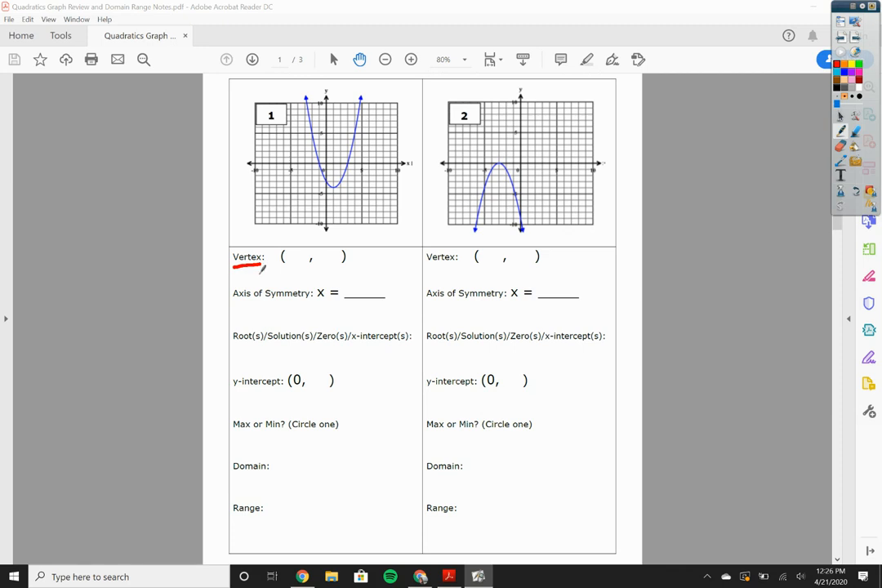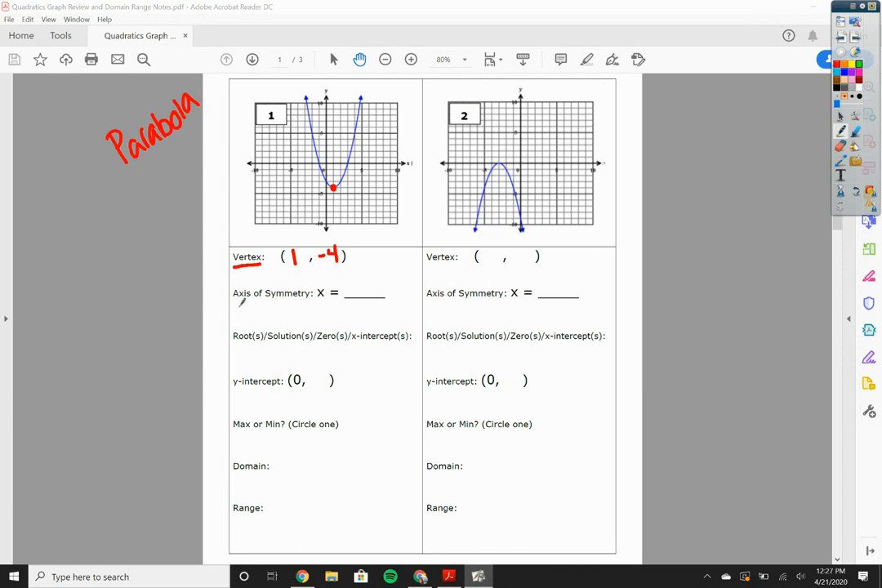If you remember, the vertex is the highest or the lowest point. If we look at this here, this is our parabola. Remember, it's called a parabola. And the vertex is the highest or the lowest point. This is our lowest point right there. So we have to find the coordinate point. The x is at 1, so our vertex is going to be x is 1. And then our y is at negative 1, 2, 3, 4. So 1, negative 4 is our vertex.